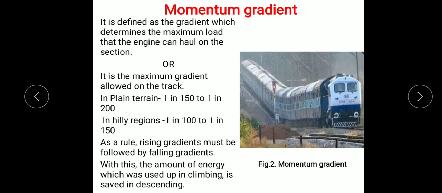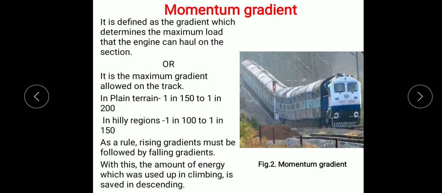The second type is the momentum gradient. It is defined as the gradient which determines the maximum load that the engine can haul on the section. It is nothing but the maximum load that can be hauled or carried on a gradient, or it is the maximum gradient allowed on the track.